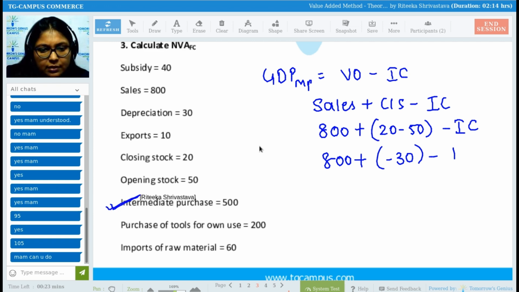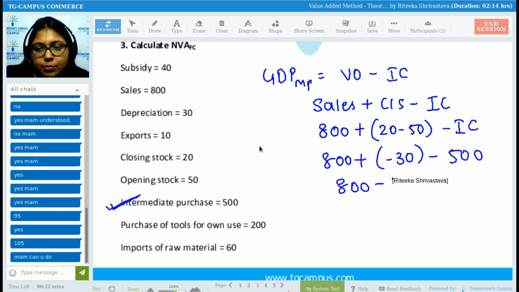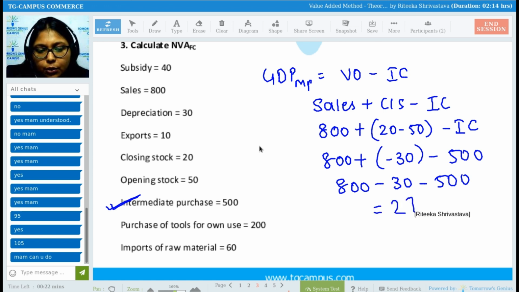Yes, intermediate purchases. You will only include this 500. You will not include all the other things. While talking about intermediate consumption, we will only include this 500. Now 800 minus 30 minus 500. See how much we are getting? 270.